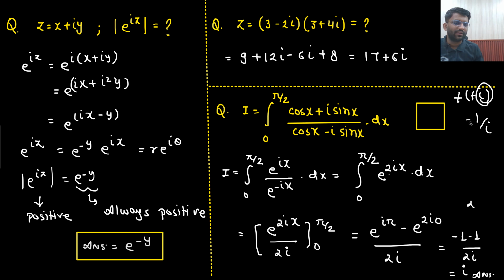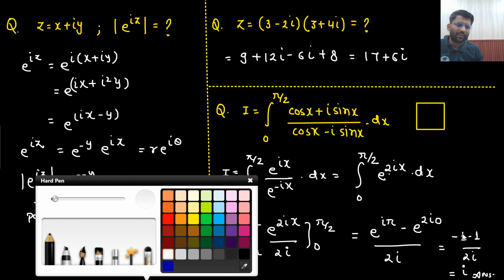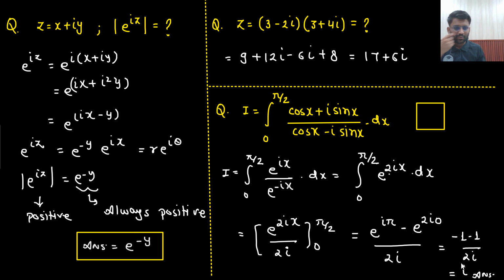That's it. So what is the answer? Answer is plus iota. So just with patience if you solve, no? Minus 2 divided by 2 iota, so 2 get cancelled out. Minus 1 by iota will be plus iota only. So what is the answer? Plus iota.